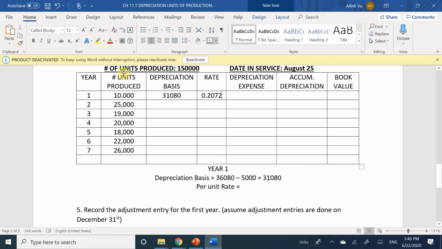Okay, so depreciation expense. Good. What is the depreciation expense for this year? 2072. Anybody else?